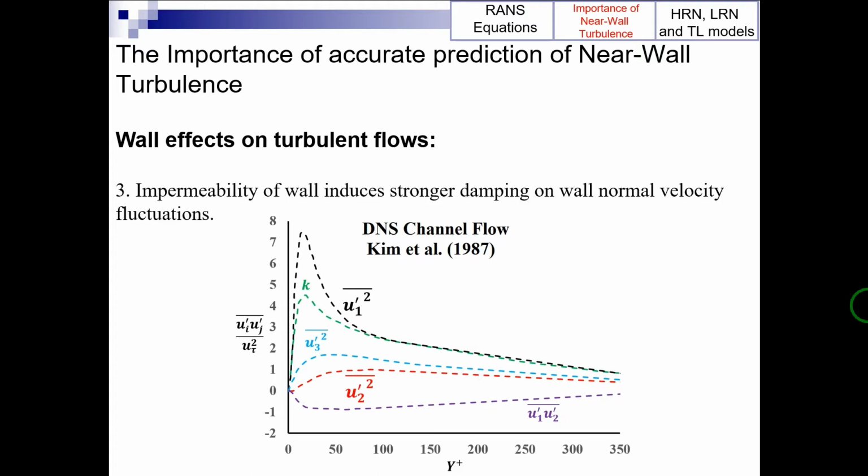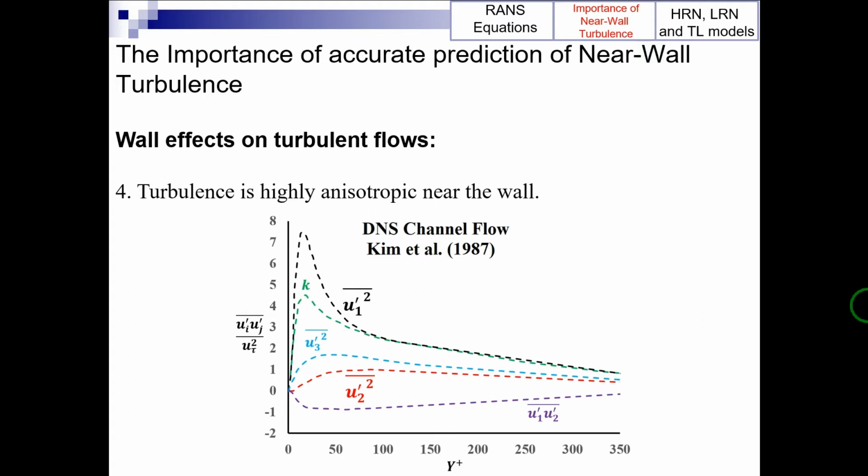Impermeability of wall induces stronger damping on wall normal velocity fluctuations. We can again observe in this figure that the normal velocity fluctuations experience a strong damping effect due to the presence of the wall. And finally, turbulence is highly anisotropic near the wall. Once again, as can be observed in this figure, the velocity fluctuations are different, which highlights the turbulence anisotropy close to the wall.